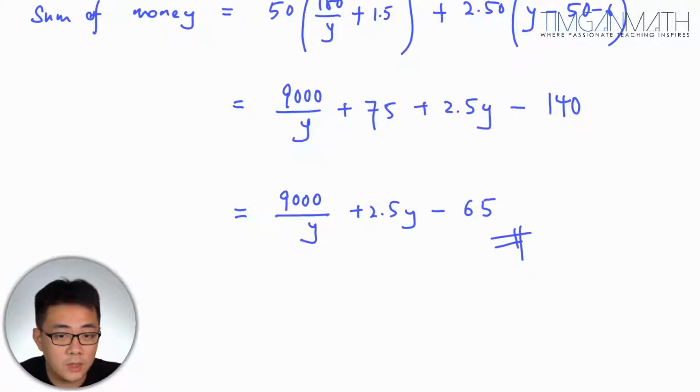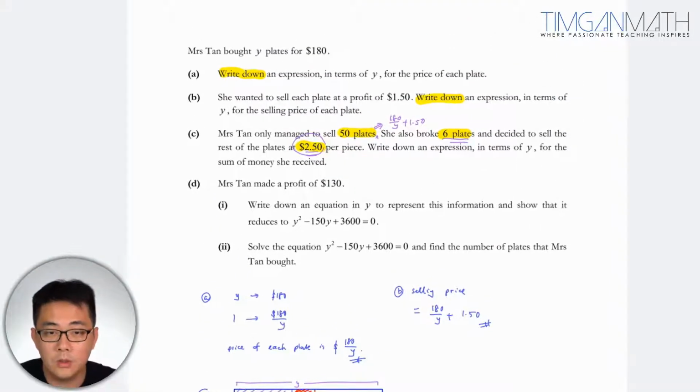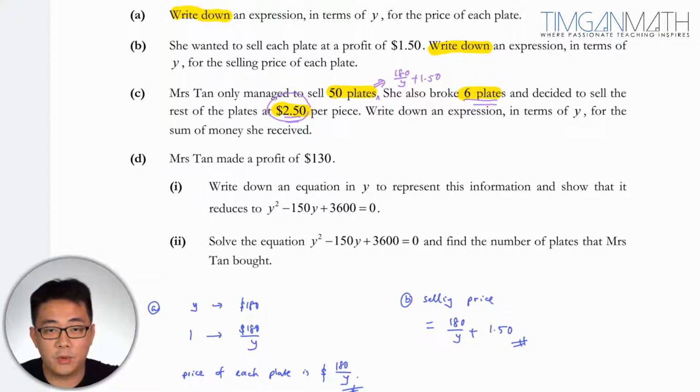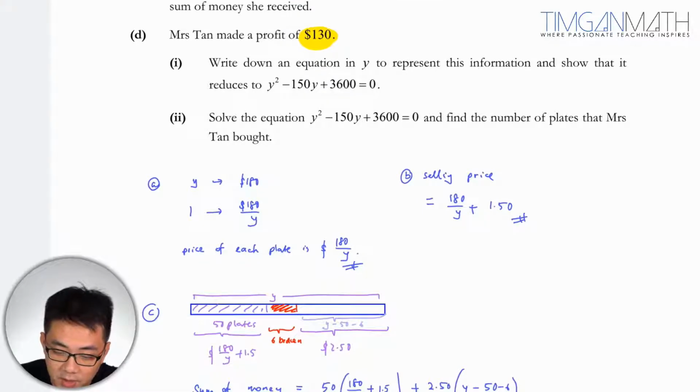Okay, so that's how we do this question proficiently. Let's look at the subsequent part. For part D, Mrs. Tan made a profit of 130. This is a profit here. Find an equation in y to represent this information and show that it reduces to this.